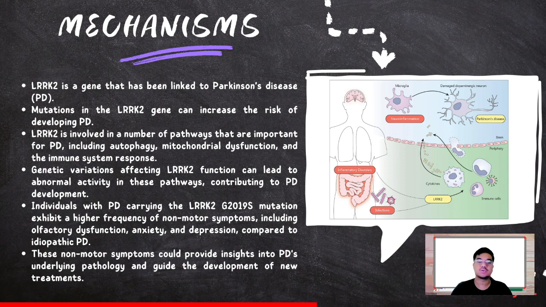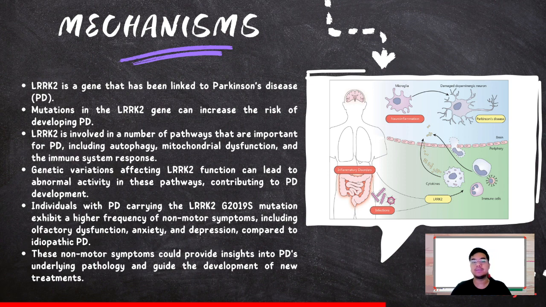LRRK2 mutations can also cause mtDNA damage in neural cells even before PD symptoms appear. The correction of the genetic mutation in identical cells eliminates the mitochondrial phenotype and provides compelling evidence of LRRK2's role in causing mtDNA damage. Moreover, LRRK2 is involved in pathways affected in PD, such as autophagy, mitochondrial dysfunction, and immune system response. Genetic variations affecting LRRK2 function can lead to abnormal activity in these pathways, contributing to PD development.